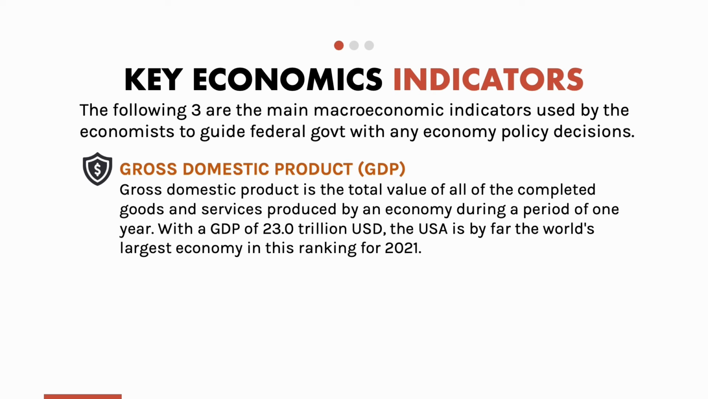GDP stands for Gross Domestic Product, and it's simply the total value of goods and services produced during a year. So simply speaking, if we add all the dollar values of the goods and services produced and sold in the U.S. in a year, the total number would be the GDP. So the U.S. has been the leading country for GDP as it had the highest GDP for years. So in 2021, the U.S.'s GDP was 23 trillion, which made it the largest economy in the world.